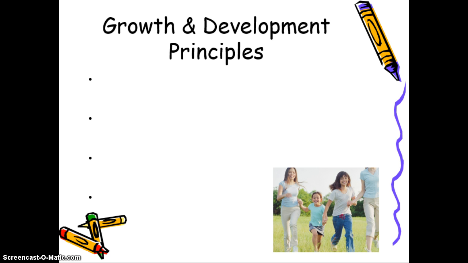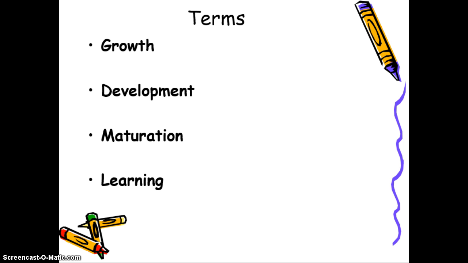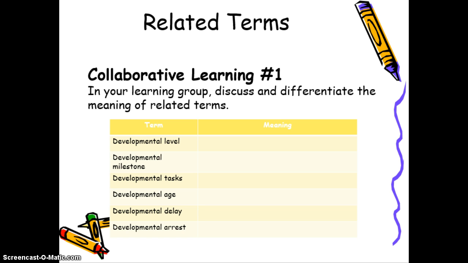And have good, positive outcomes for their children. Terminology, terms you need to know. I would take a moment to look these up when you are getting ready to prepare for the exam. You need to understand the difference between growth and development, as well as the differences between maturation and learning. I would take a minute to think about some related terms, and they all are talking about developmental level, milestones, tasks, age, delay, arrest. So I would take a minute to look at this.